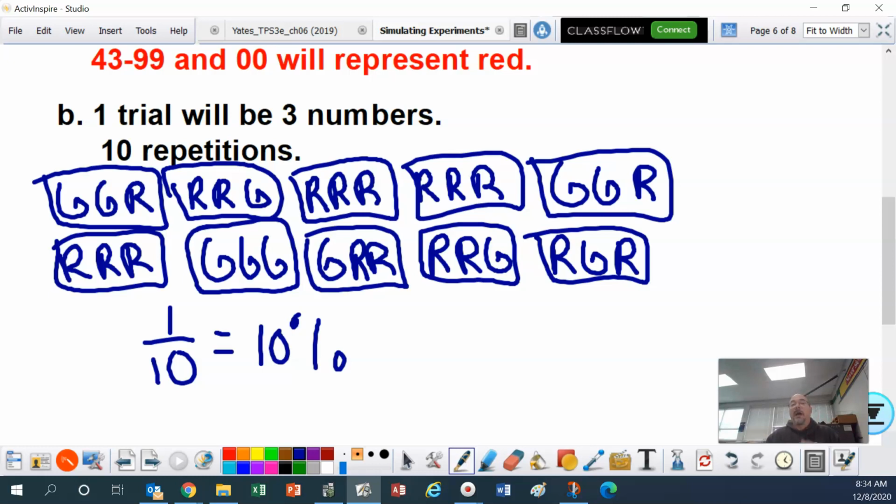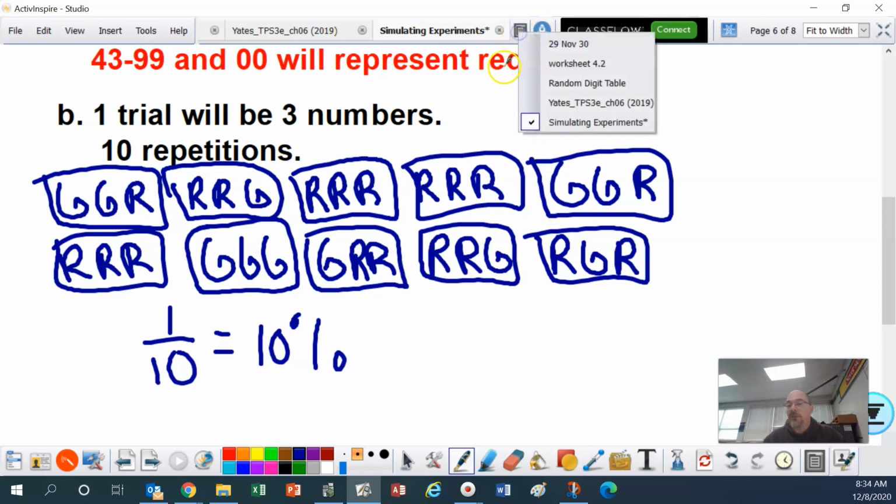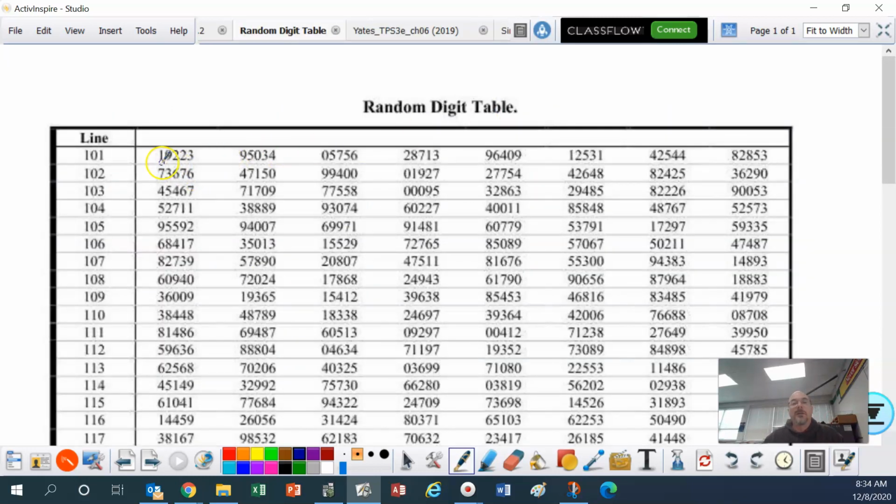Now, if you're using the random digit table, again, on the AP test, they're probably going to have you do the random digit table. So on the random digit table, you would have to look at every 2 digits, and then you'd have to go, so this one would be green, green, green. So if you were using line 101, we would right away have 3 greens in a row, because you got to look at every 2 digits. All right, but we use the calculator.